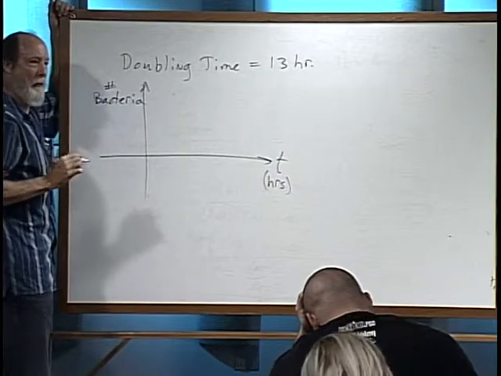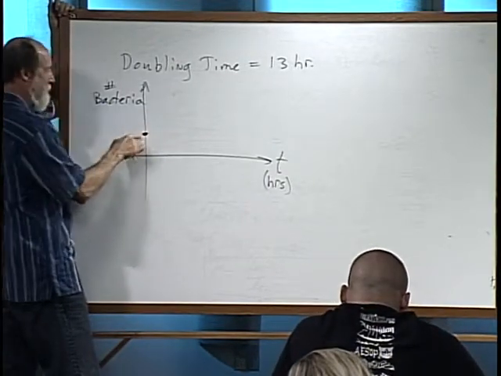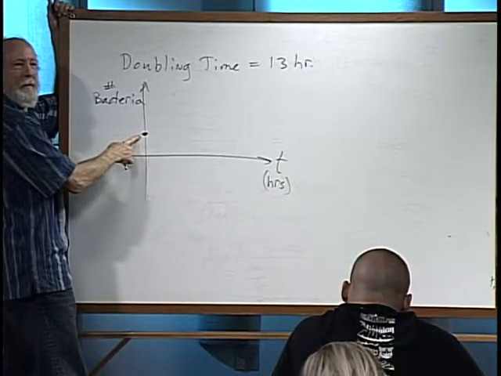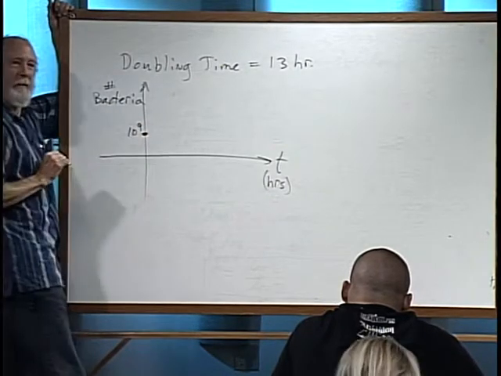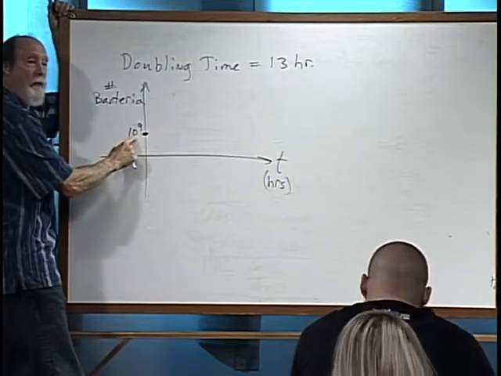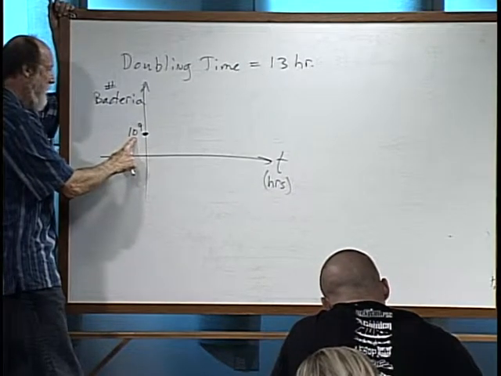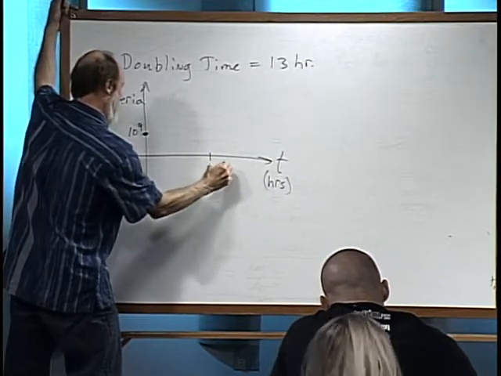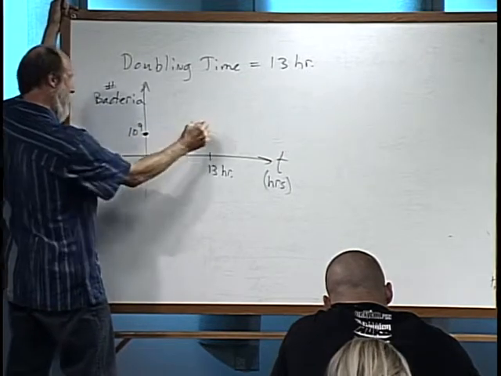Okay, number of bacteria. So let's say we start out with this many bacteria. How many? A billion. 10 to the 9th bacteria. A million, 1,000 million. A billion bacteria. Okay, and we know that it takes 13 hours for that population to double.